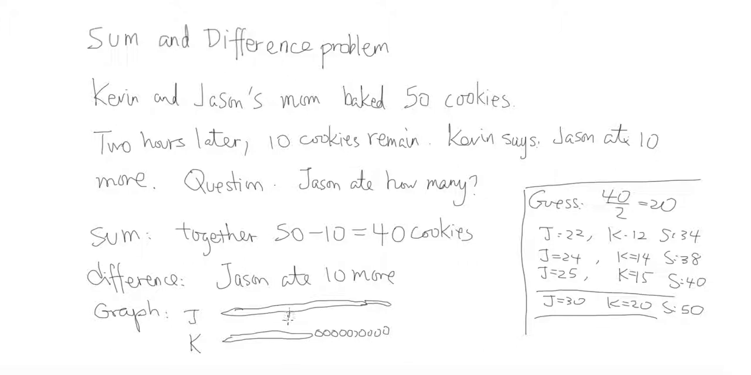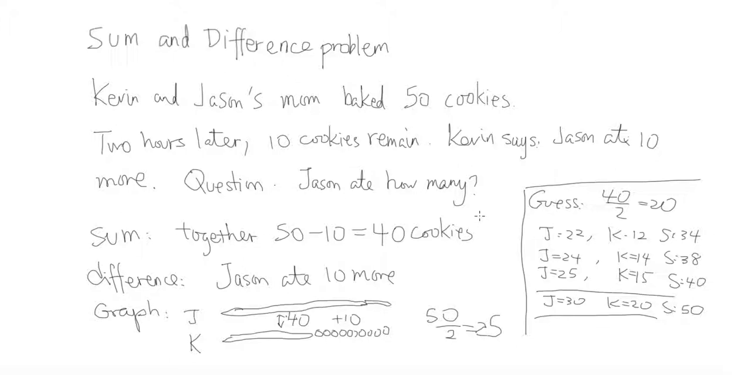So these two combined will be 40. And then you have 10 more cookies. That's the difference. You add the difference, and that gives you 50 cookies in the whole picture. Now, Jason's line and Kevin's line have the same length because I filled up the difference. So to know how many cookies Jason ate, all you need to do is take half of that, which gives you 25. So this, I think, is a method that always works for sum and difference problems.